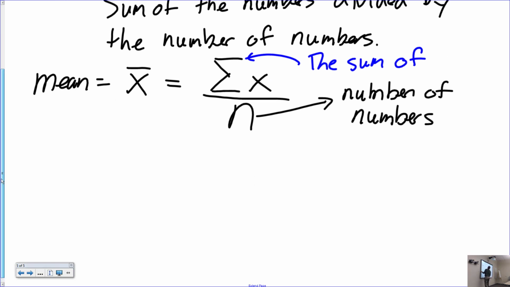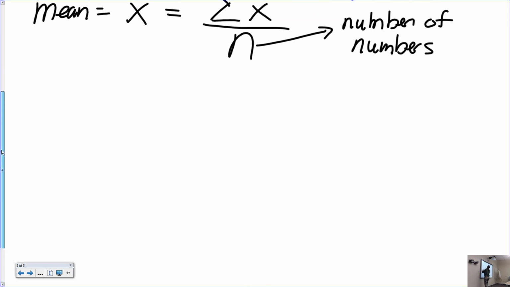Now, the second measure of central tendency that we work with is the median. What's the median, folks? It's the middle of all your data.